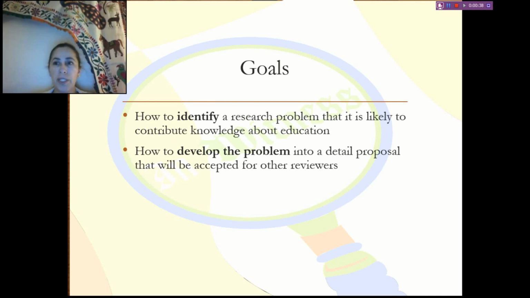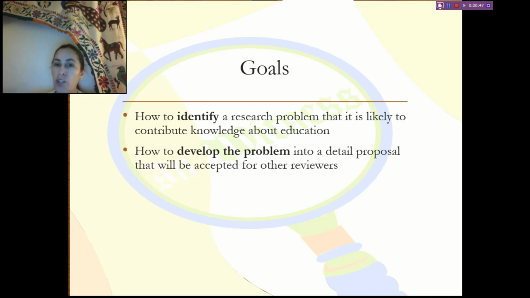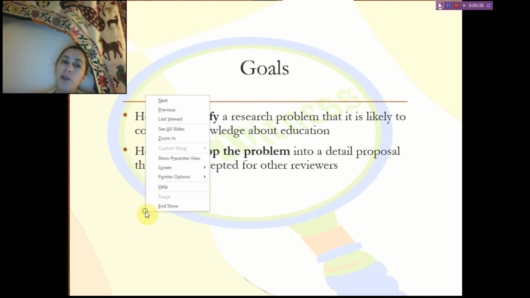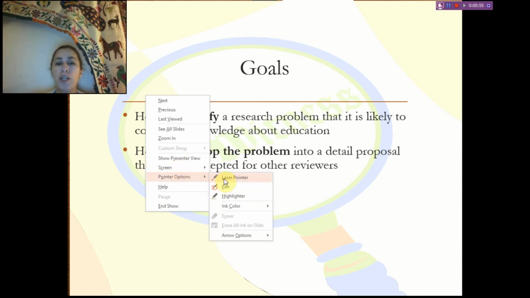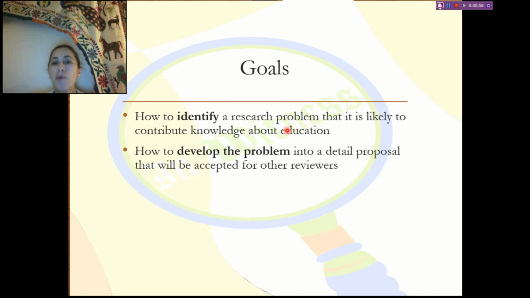The goals of this short presentation will be to identify how to identify a research problem that is likely to contribute knowledge about education. For us, this is very important, contribute knowledge. And now let's ask a second question: how to develop the problem into a detailed proposal that will be accepted by the reviewers. So first step, you identify a problem, and second step, you develop that problem in a research proposal.